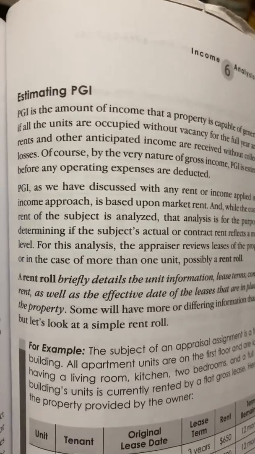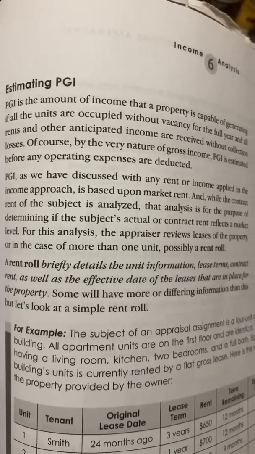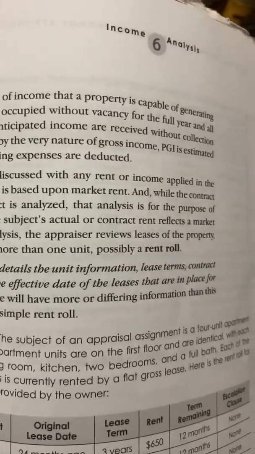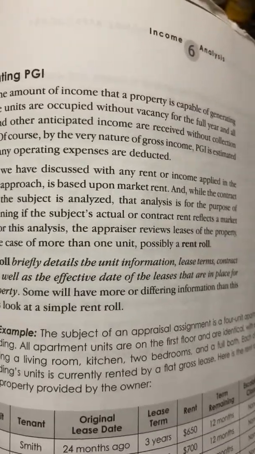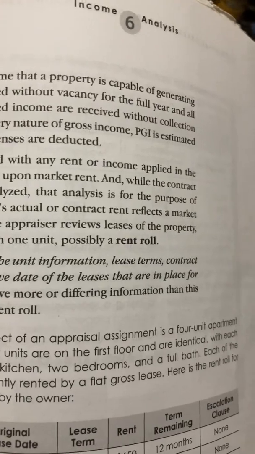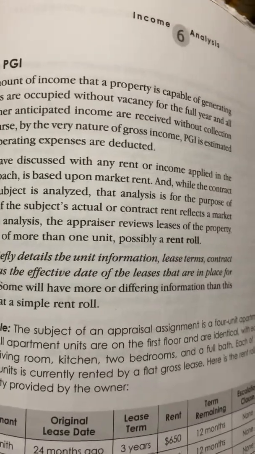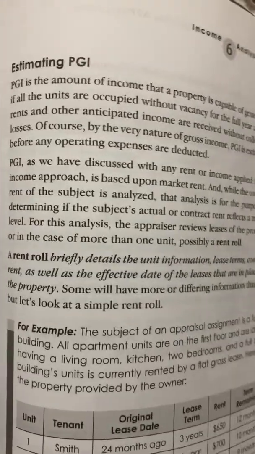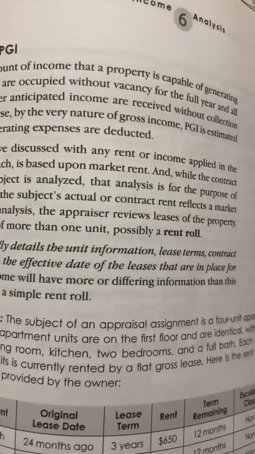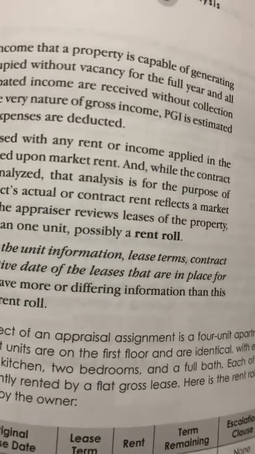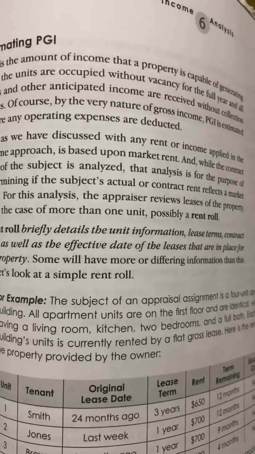Estimating PGI, potential gross income. PGI, potential gross income, is the amount of income that a property is capable of generating if all the units are occupied without vacancy for the full year and all rents and other anticipated income are received without collection losses. Of course, by the very nature of gross income, potential gross income is estimated before any operating expenses are deducted.